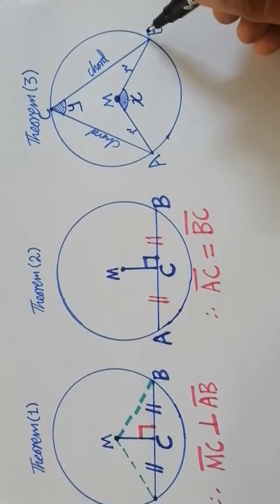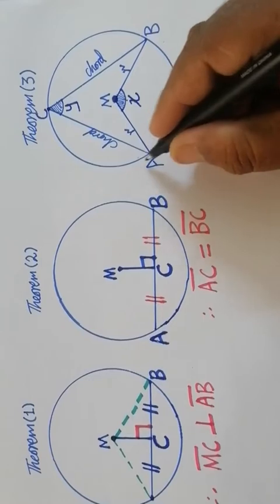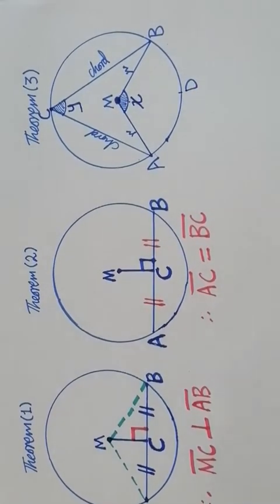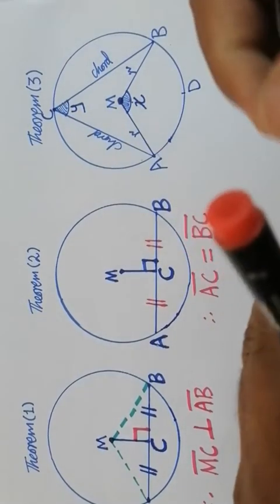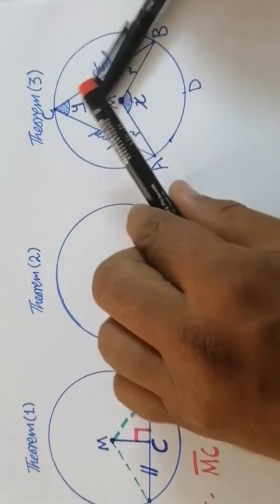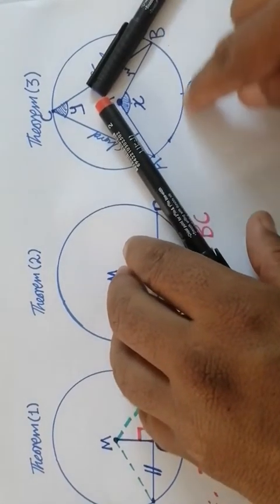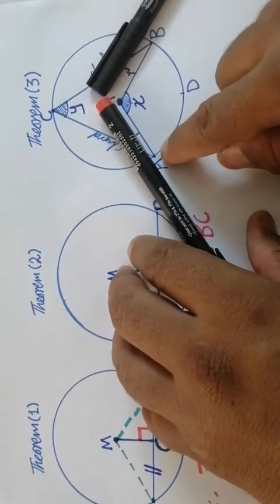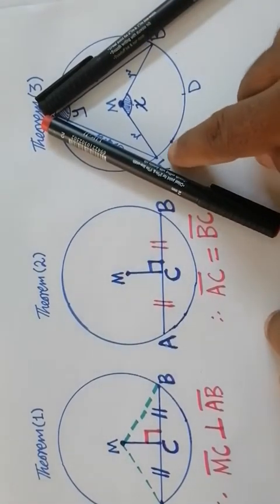From A till B, if we choose any letter here, say D, A, D, B, this is called arc. So this central angle is subtended by this arc, and this circumference angle is also subtended by the same arc.